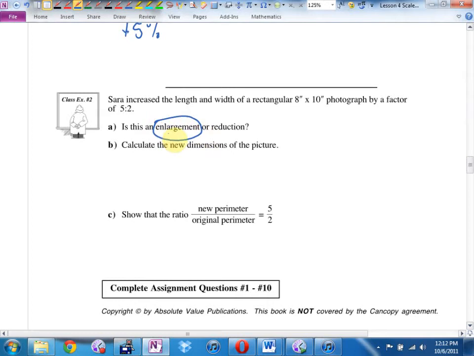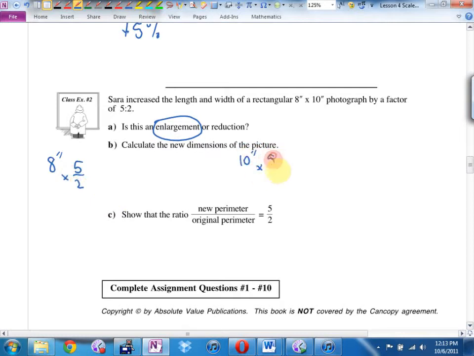Now, in real life, software does this for you. But I'm a math nerd. It's nice to know how it does this for you. If you have a 5 to 2 enlargement, what's the 8 going to become and what's the 10 going to become? I'll give you a hint. It has something to do with multiplying or dividing with a 5 and a 2. What you're really going to do is go 8 inches times 5 over 2 and 10 inches times 5 over 2.